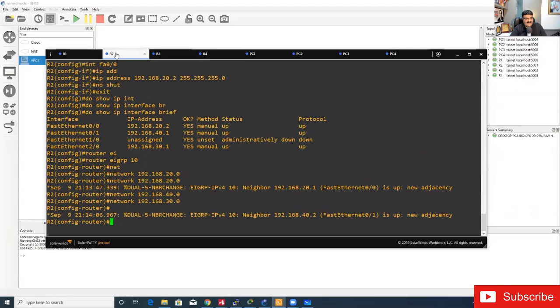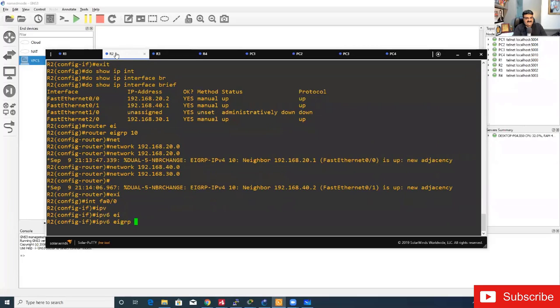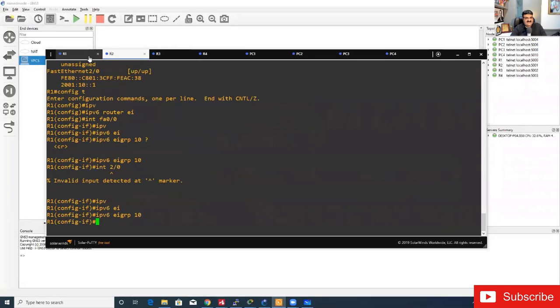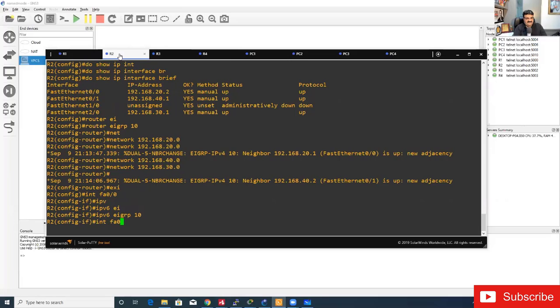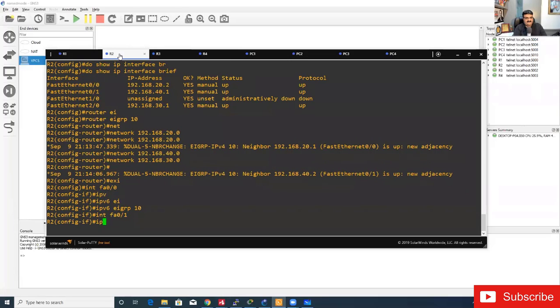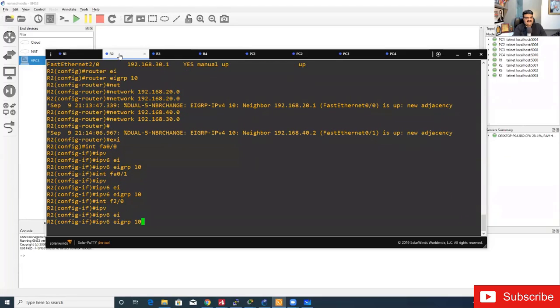Going to R2, I am going to do it very quickly. Interface FastEthernet 0/0, IPv6 EIGRP 10. This 10 is the AS number, so it must be the same. IPv6 EIGRP 10. Interface FastEthernet 2/0, IPv6 EIGRP 10.